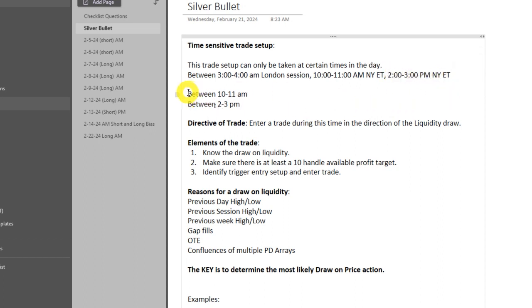So here's the sessions that I trade the silver bullet: between 10 and 11 a.m. Eastern Time and 2 and 3 p.m. Eastern Time, New York City Eastern Time. The directive of the trade is to enter the trade during this time in the direction of the liquidity draw, which way we think price is going to sweep first.